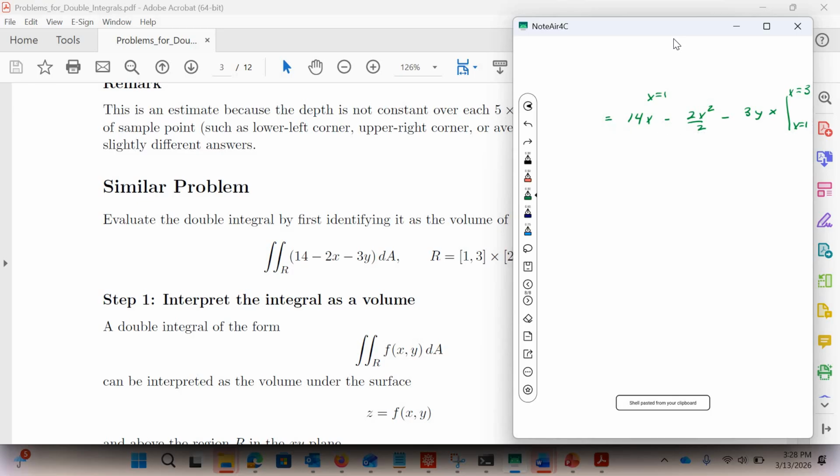All right, when I plug this in for the x's, I get 14 times 3. It's going to be a hot mess. So I think the best way to do this is take this out. I'm going to continue this. The x squared, the 2's cancel, so I'm going to cancel that in my head. 9 minus 3y times 3 minus, I'm being super careful, 14 times 1 minus 1 minus 3y.